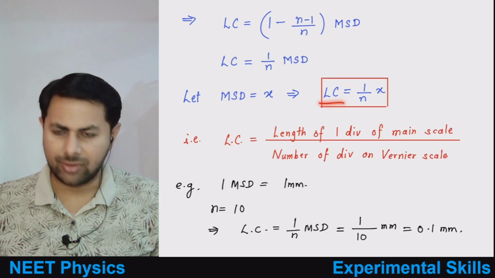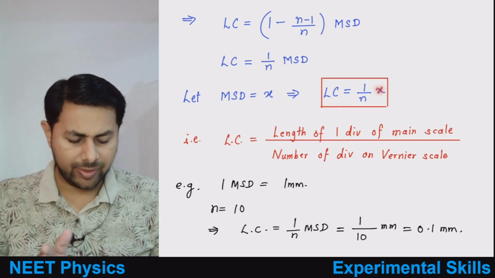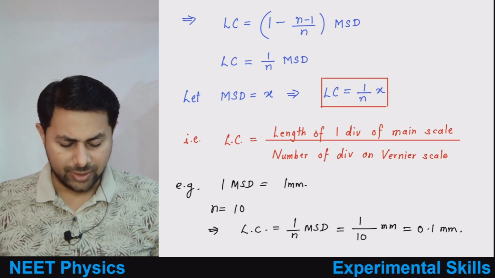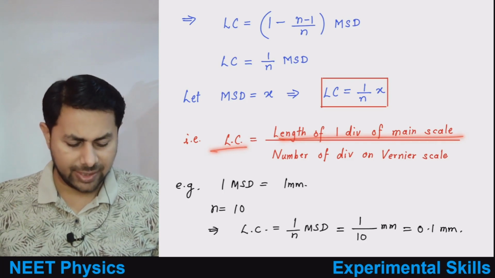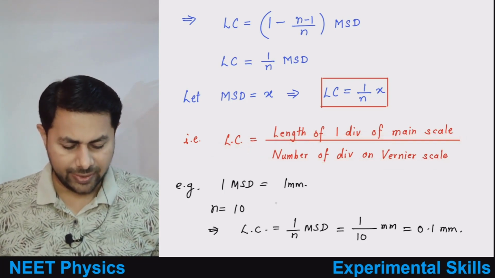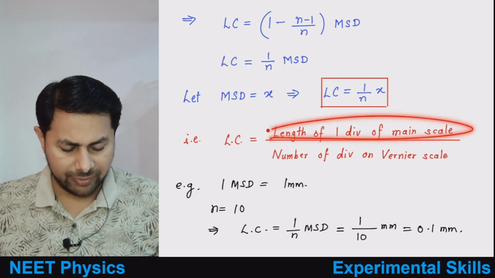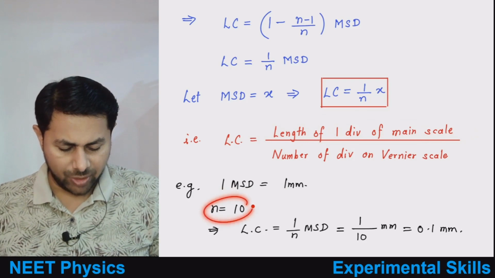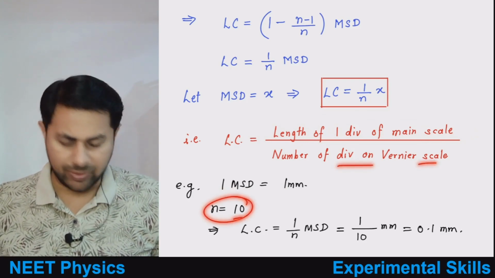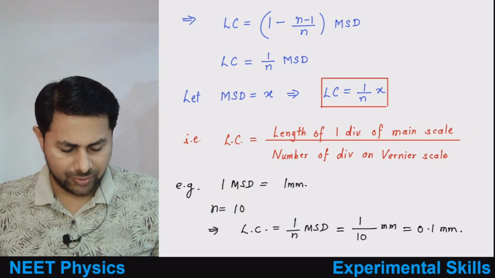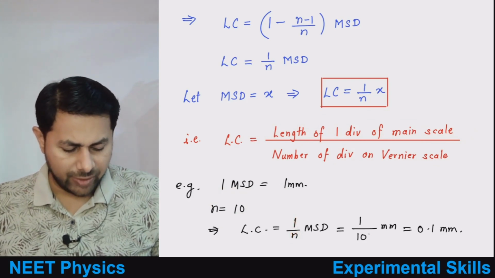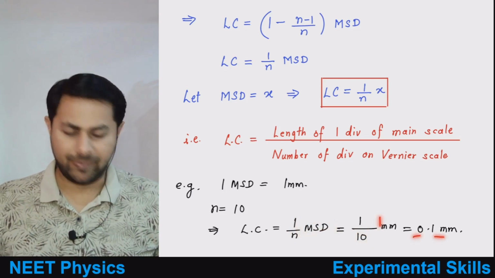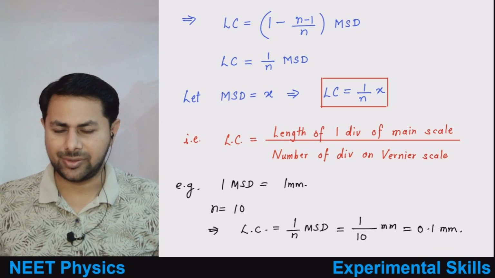And therefore the least count would be equal to x, which is 1 mm, divided by 10, and that's equal to 0.1 mm. Okay, so least count is the length of one division of the main scale divided by the number of divisions on the vernier scale, right? Length of one division on the main scale, for example, is equal to 1 mm. So put that, and the number of divisions on the vernier scale is equal to 10. So you get 1 by n equals 1 by 10 of one main scale division, which is 1 mm. Okay, so that is 0.1 mm. So this is how we find out the least count.